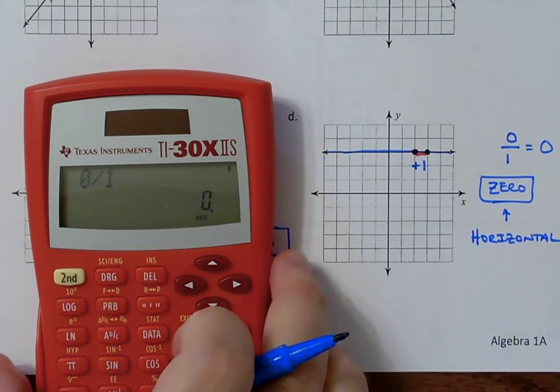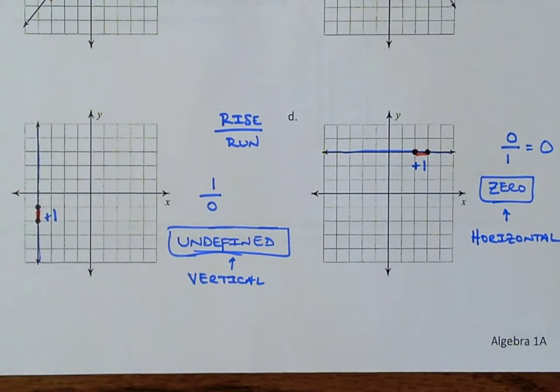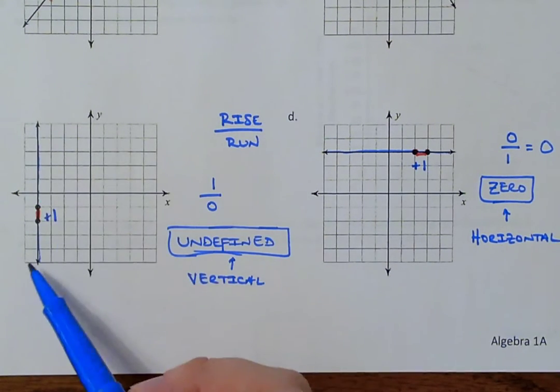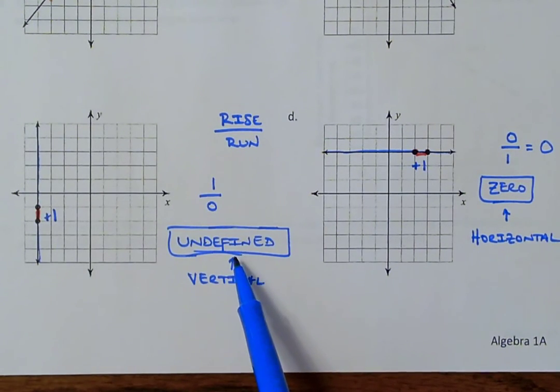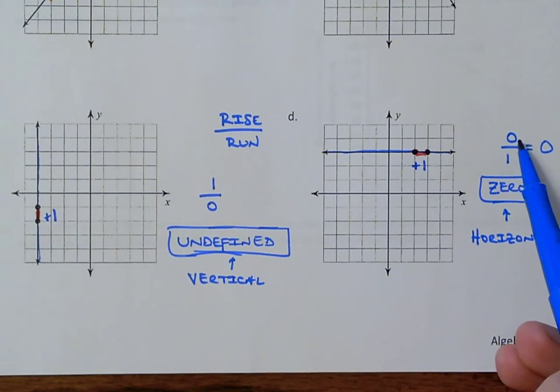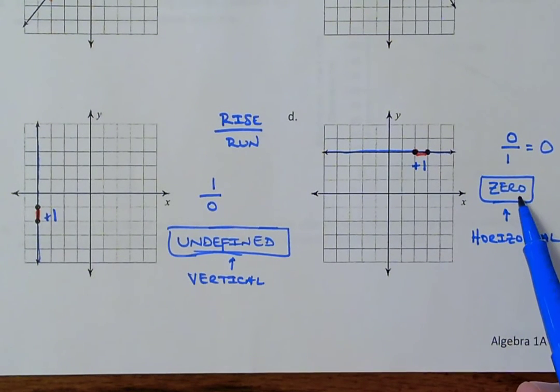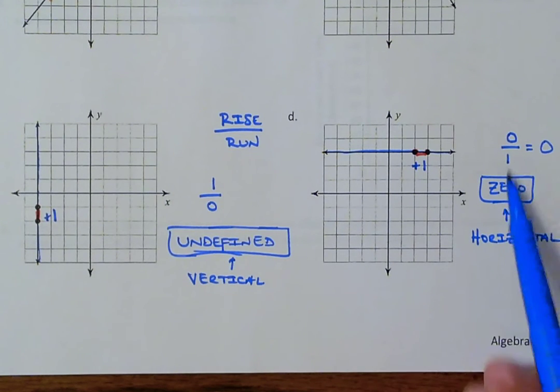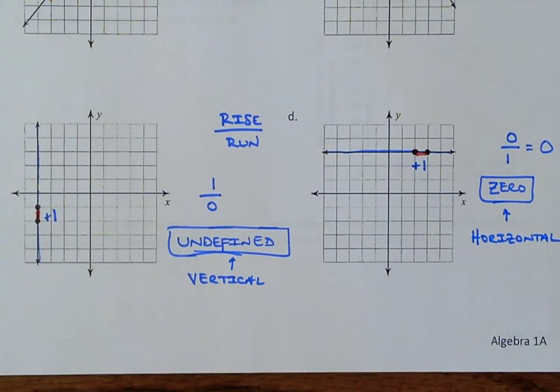I just wanted to talk about that real quick while I have graphs here. Anytime you have 0 on the bottom, you have a vertical line, and your slope is undefined. Anytime you have 0 on top, your slope is just 0. 0 on bottom, undefined. 0 on top, slope is 0. Okay, so that is example 1 in determining the slope of a line from a graph.